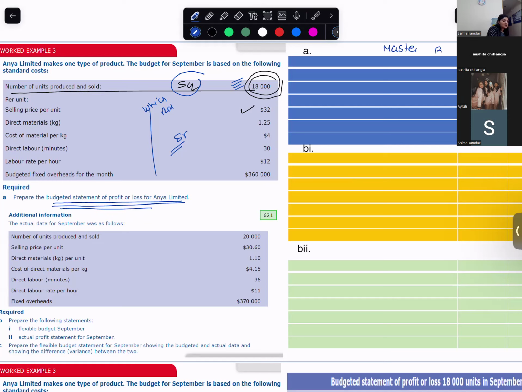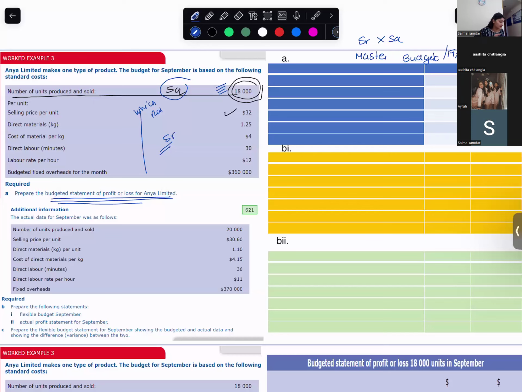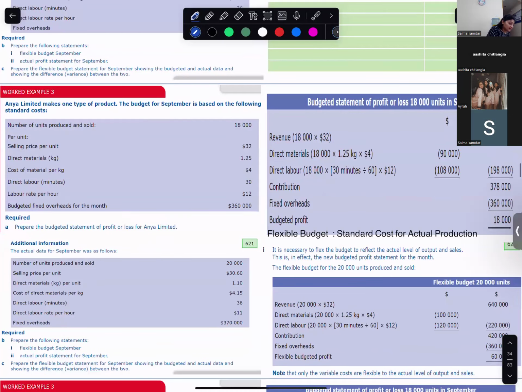Master budget is based on what? Standard rate and standard quantity. It is also called the fixed budget. Can you prepare the master budget, please? Come on, let's go to the master budget. We are going to the preparation of master budget.